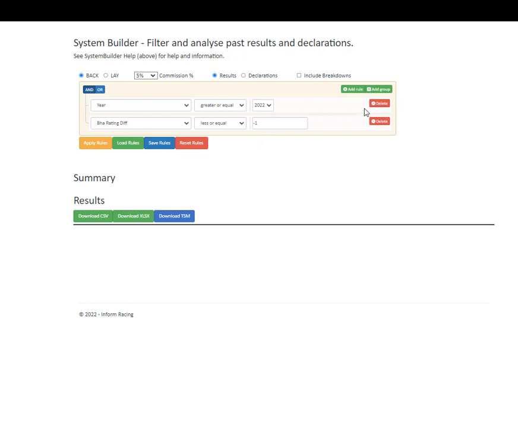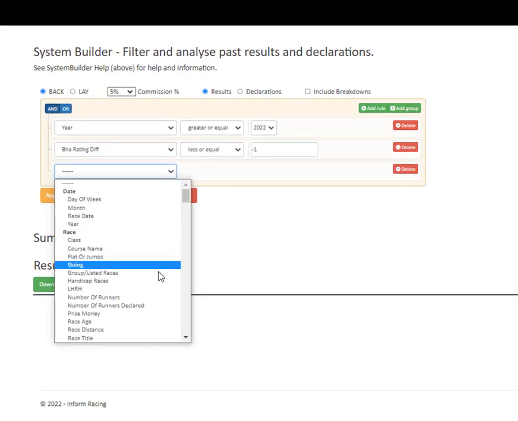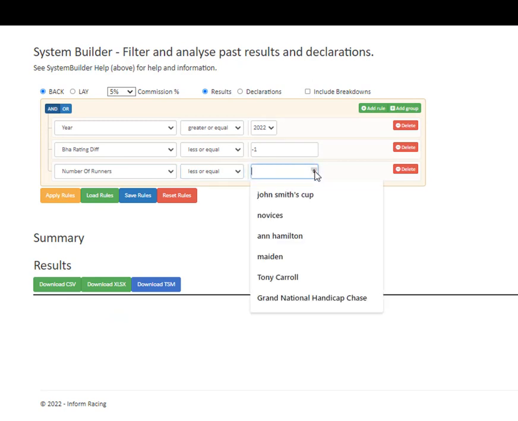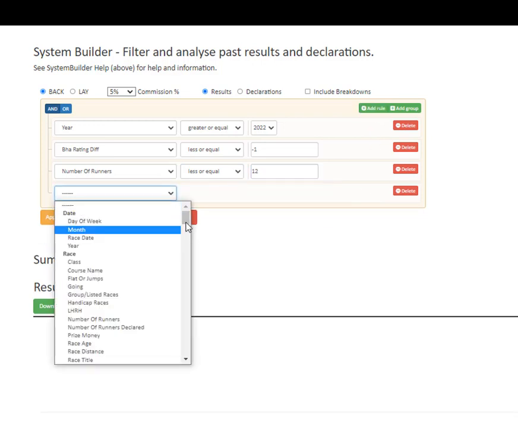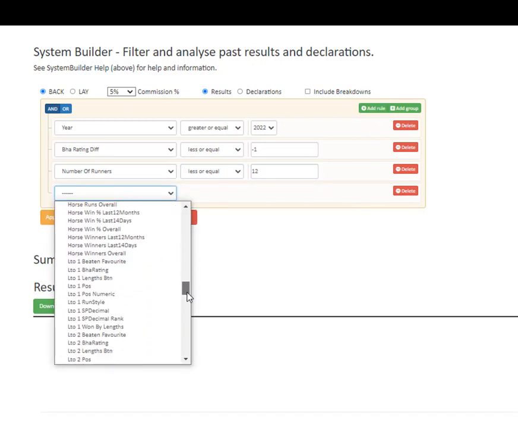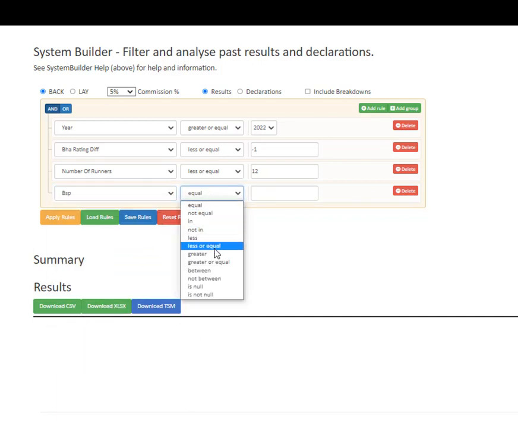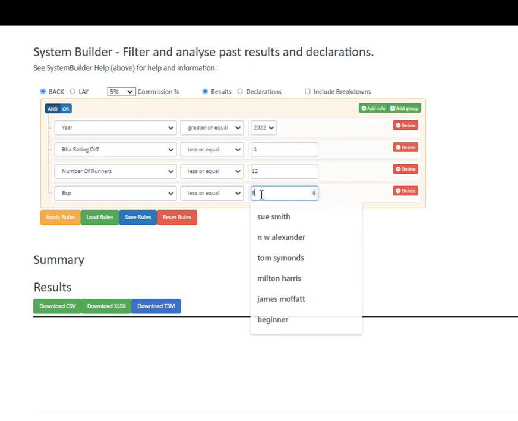The next rule I'm going to add is number of runners less or equal 12, and the final rule, quite often I start with this rule as well in any system that I'm starting, is that the BSP should be less or equal 51. You can change it if you want to, but it just means you won't get any massive price winners that are just going to affect the overall system results.